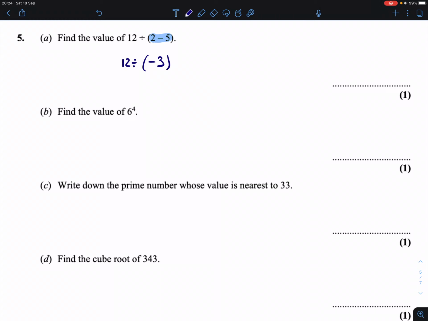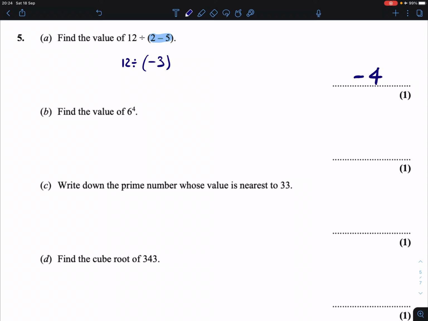If you're multiplying or dividing negatives, you just do the multiplication or the division with the numbers first. So 12 divided by 3 is 4. And then however many negatives you have in the question is how many negatives you're going to have in the answer. And any duplicates end up cancelling each other out. So here we have 1 negative, the answer has 1 negative, minus 4.